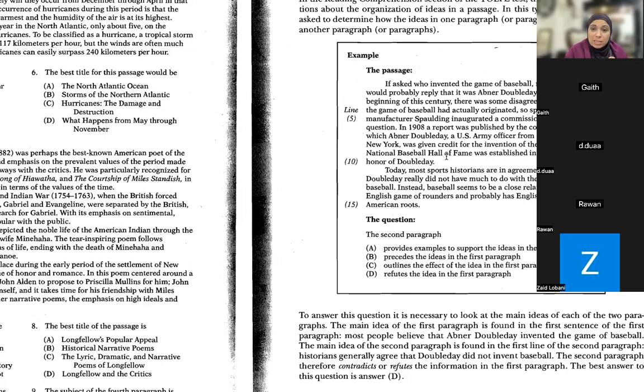So it does support this, because they say it's not Doubleday who invented it. And guess what? The game came from England. There's another game like it called rounders in England. It's not American, and Doubleday is American. See? So the sentences that follow the topic sentence, which is the first sentence, support it.